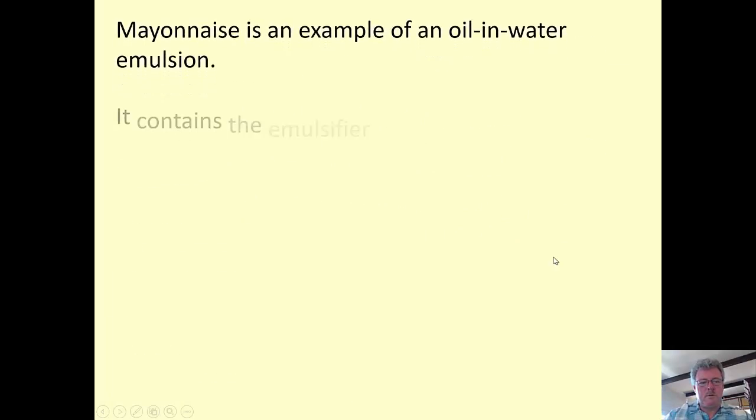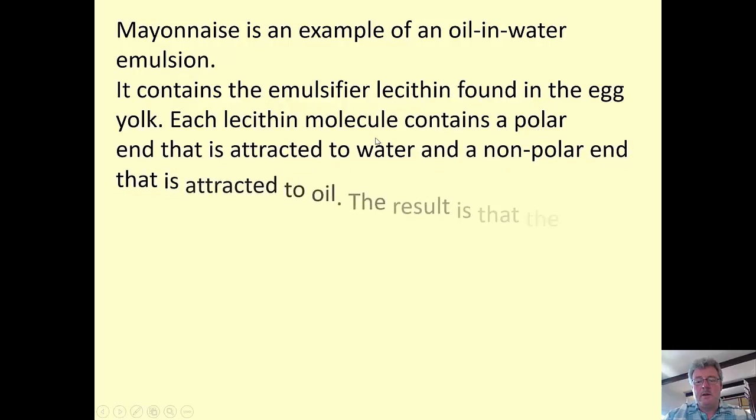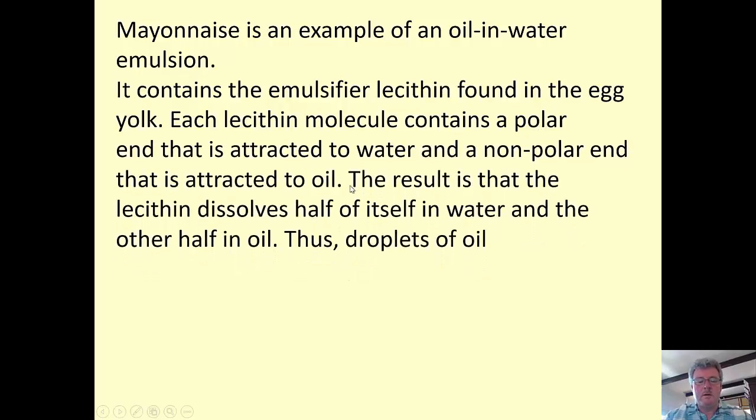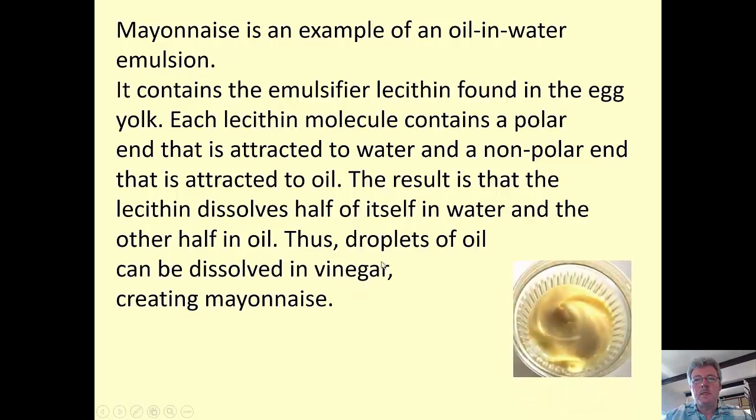And here's the example of it. The emulsifier in the egg yolk is called lecithin. It has a polar and non-polar end, and the non-polar end attaches to the oil. The polar end attaches to the water, and as a result, those droplets of oil can be dissolved into the water or into the vinegar or whatever it is that you're using to make the mayonnaise tangy. And it stays together, it doesn't separate into the oil and water parts. So it has that surfactant and emulsifier acting on it.